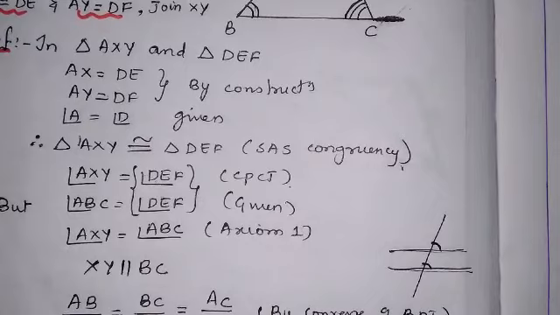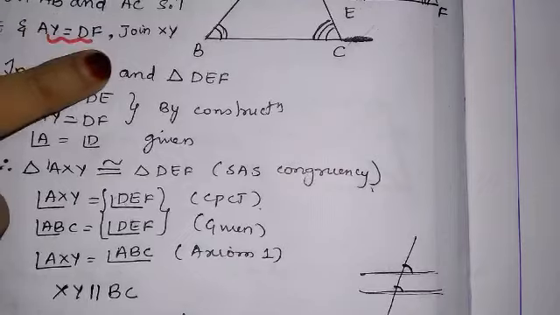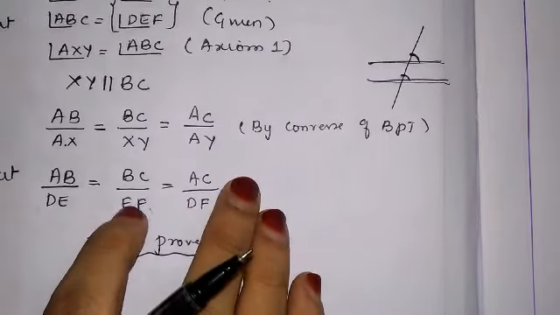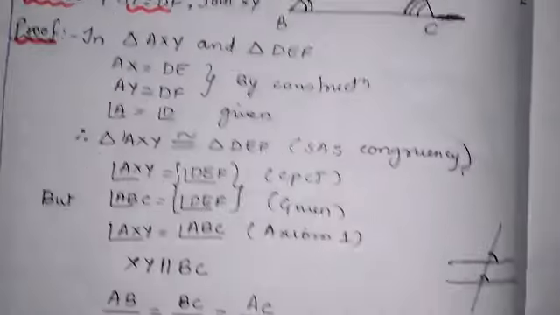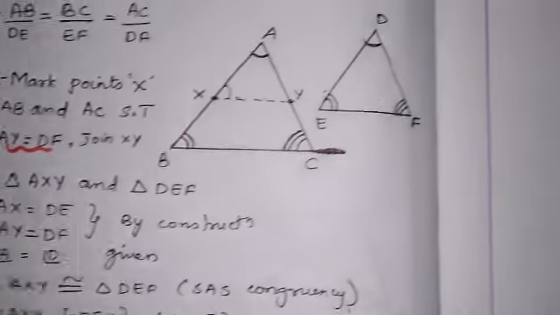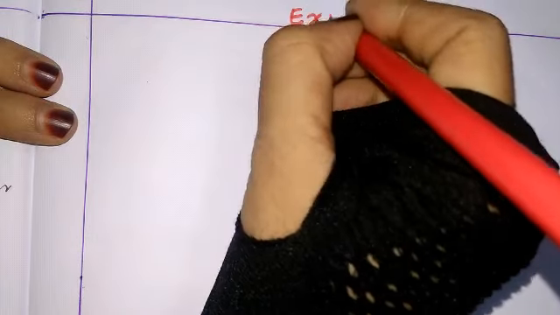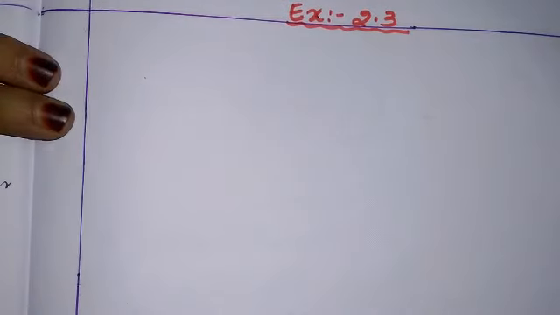See here, we can see one more time. AX place we have substituted DE. AY place DF. And automatically XY place EF. Hence proved the theorem. So this was a very important theorem, mostly it comes in exams. So now based on this theorem, let us solve exercise 2.3. Exercise 2.3 is based on these theorems.